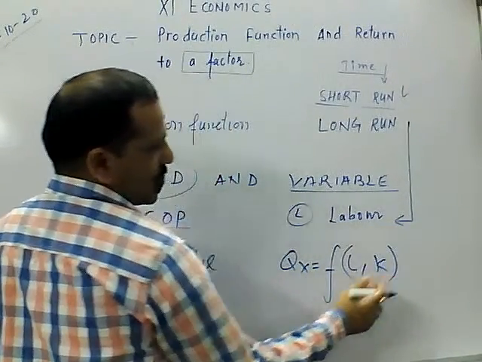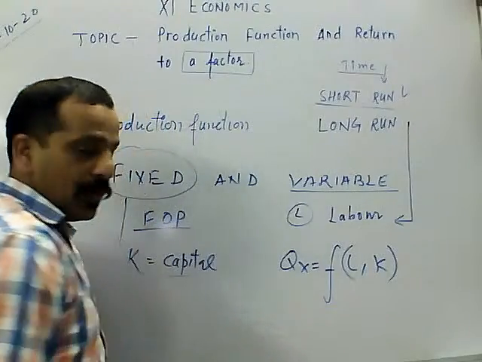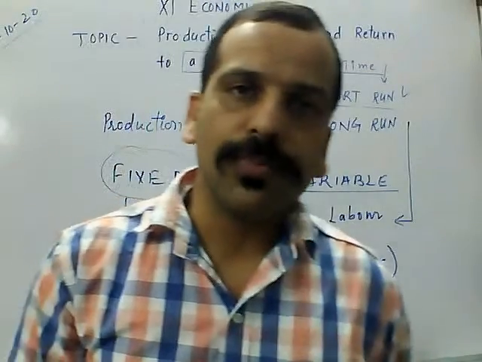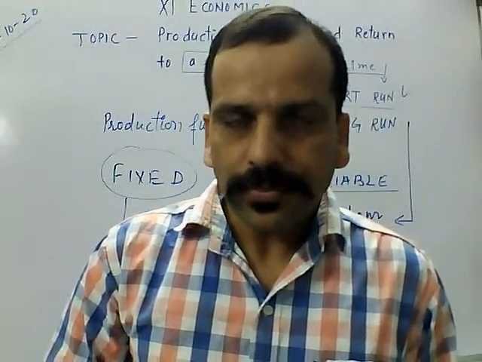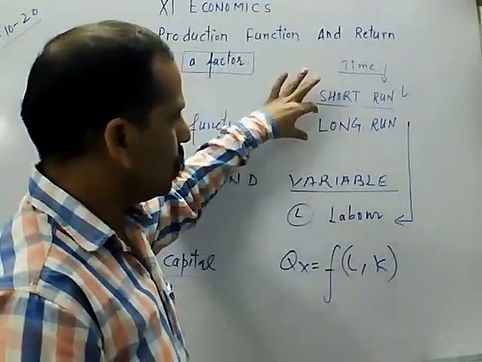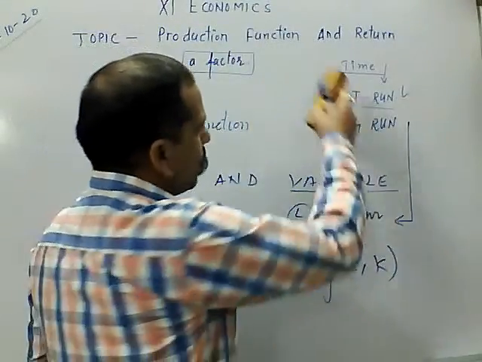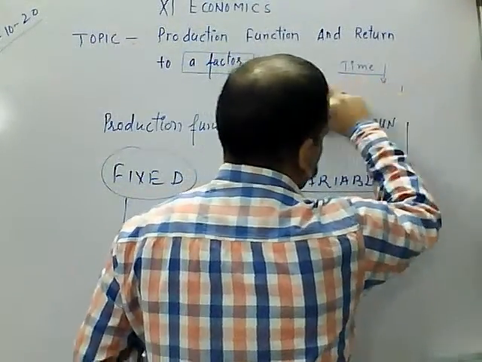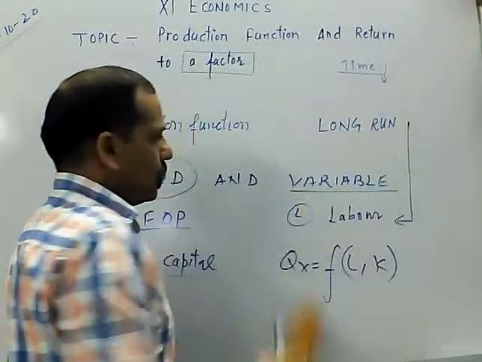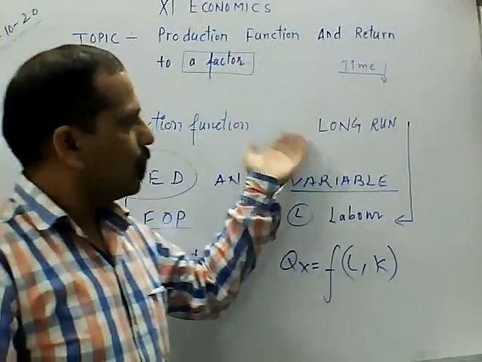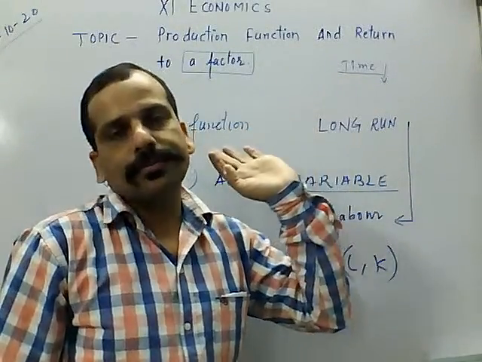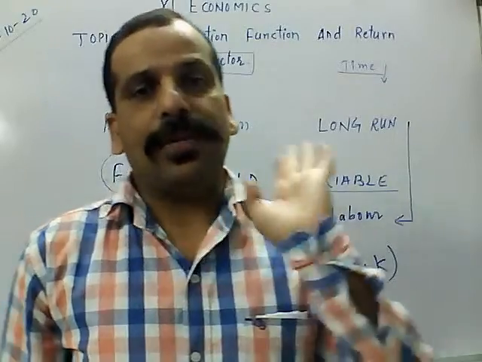your fixed factor also. So capital can be changed over a period of 1 year. So in the long run, short run is over with it. Now long run. In the long run, all the factors of production are variable, labor as well as capital.